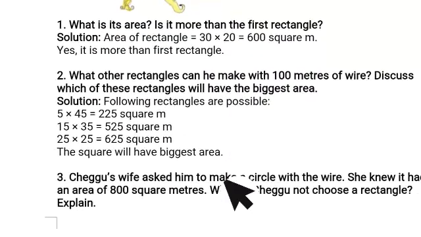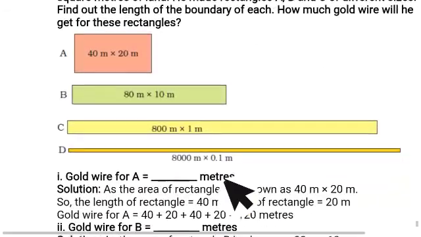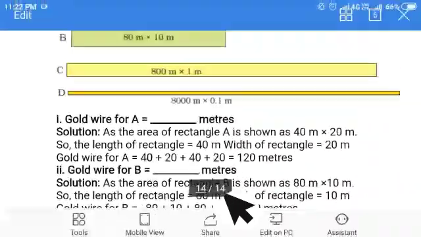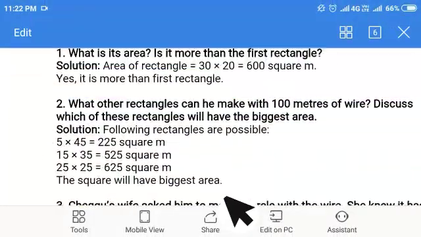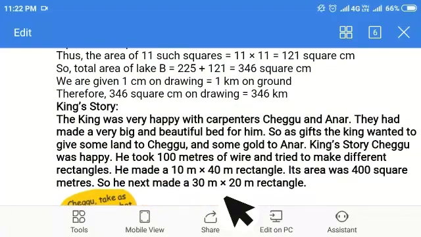In the same way, there is one more story, that is the story of the king, which we will see here. King's story. The king was very happy with the carpenters Chegu and Anar. They had made a very big and beautiful bed for him. So as a gift, the king wanted to give land to Chegu and some gold to Anar. Chegu was happy. He took 100 meters of wire and tried to make different rectangles.